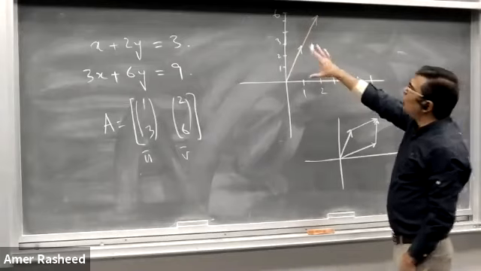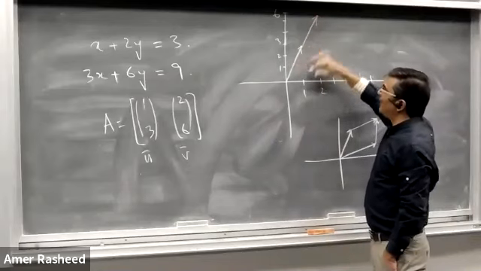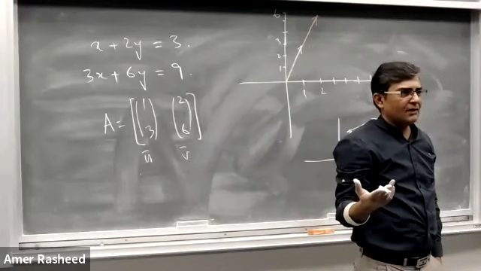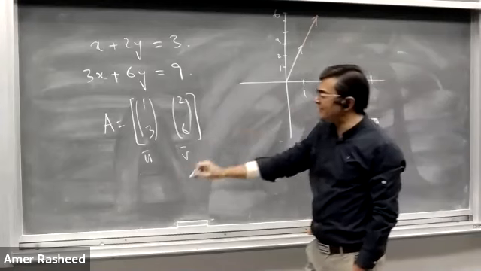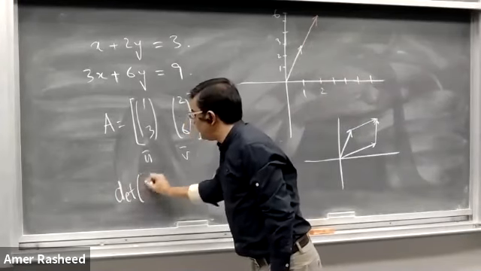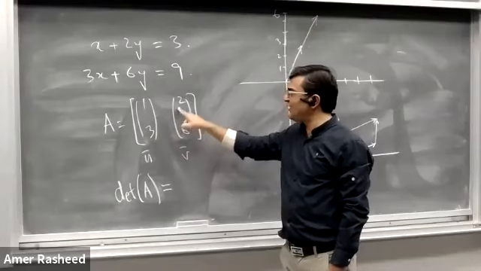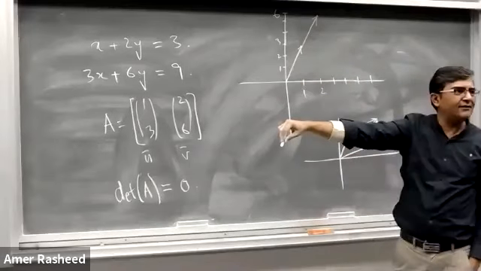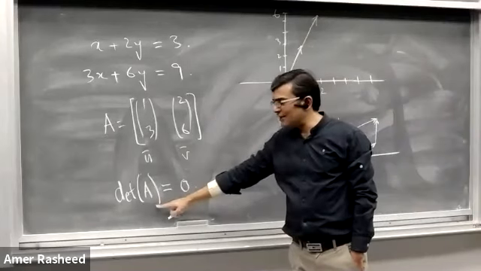Okay? If there is no parallelogram, then what would be the area of this thing? What is this now? It's just a line. And a line cannot have area. In this case, the determinant of this matrix must be 0. Now you check what is the determinant of this matrix. It is 1 times 6 minus 3 times 2. It is 0. Why? Because there is no area here. There is no parallelogram. In that case, the determinant must be 0 here.